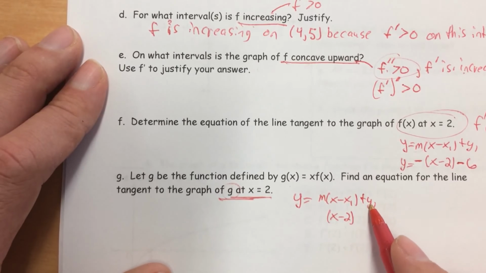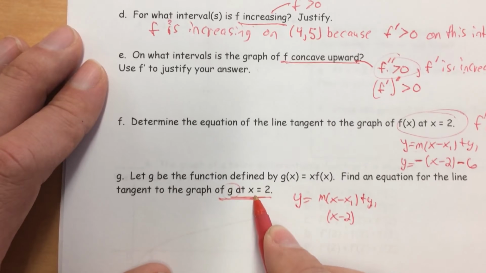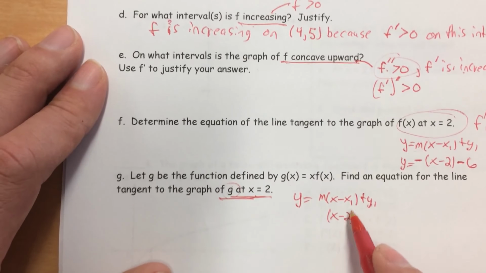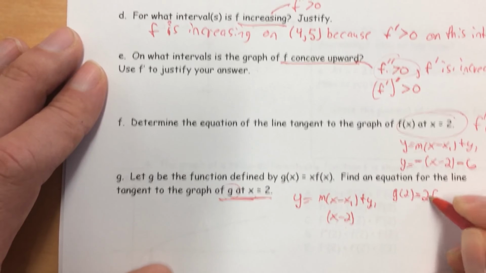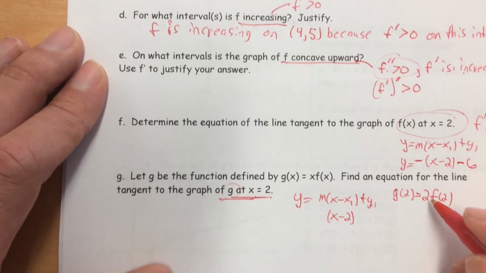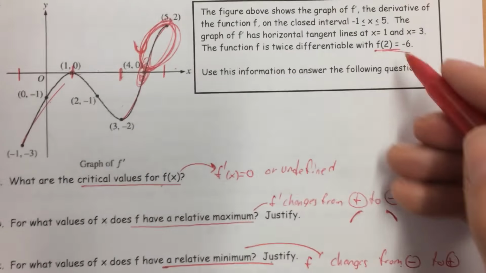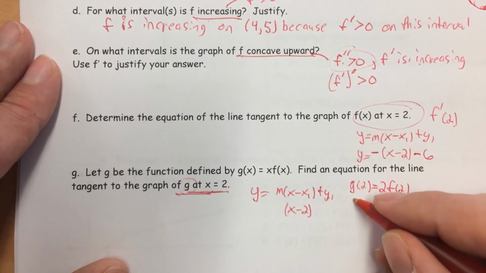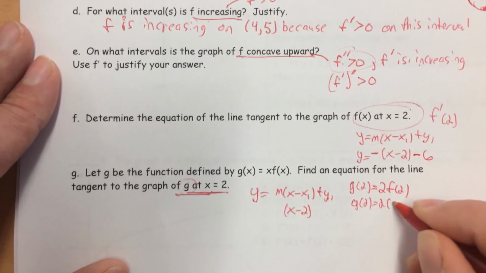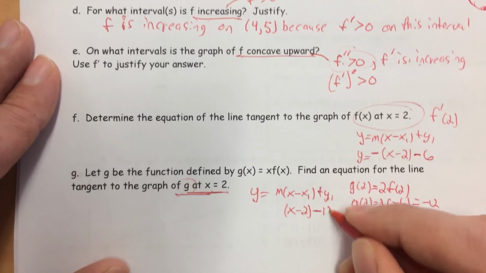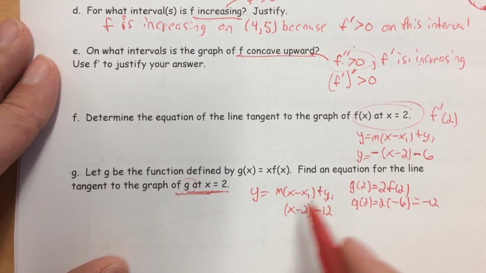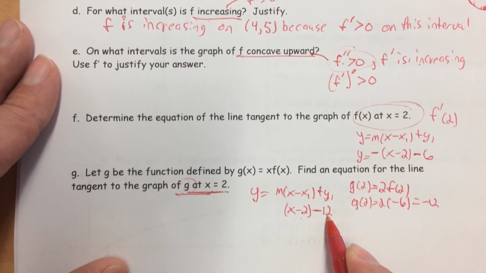We need the y value of g, because it's tangent to g. So we're going to plug in 2 into g. g of 2 equals 2 f of 2. And again, it told us in that box up here that f of 2 is negative 6. So g of 2 is 2 times negative 6, which is negative 12. So y1 is negative 12. So when x is 2, g of x is negative 12.